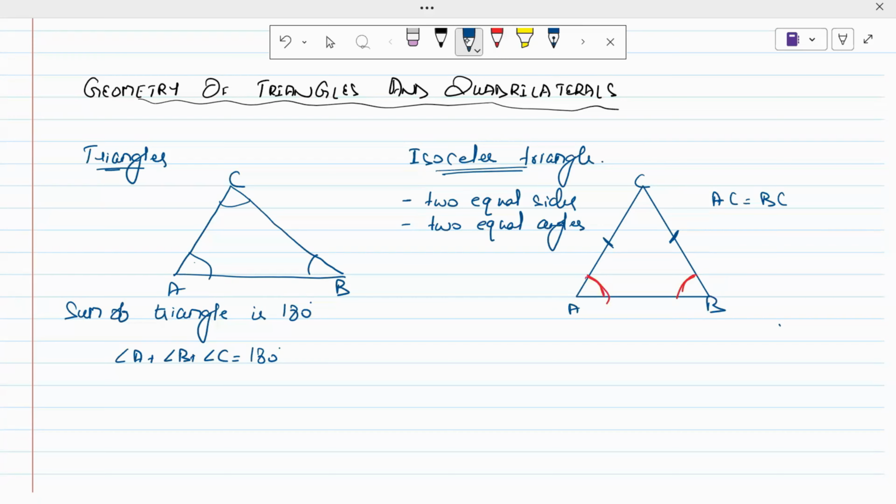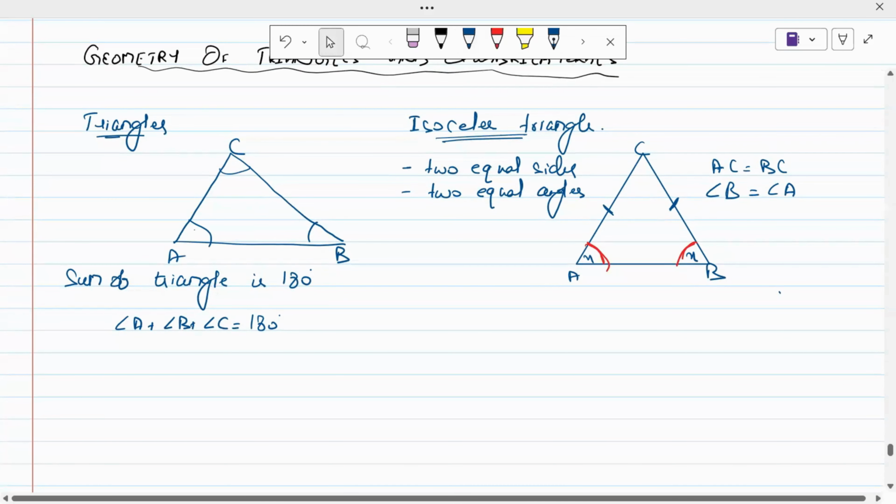So that means opposite to AC, we have angle B. Sorry, I wrote this wrong. Opposite to AC, we have angle B, and opposite to BC, we have angle A. So angle B and angle A are equal. So for example, if angle A is x, angle B will also be x. That's the first type of special triangle in our syllabus.